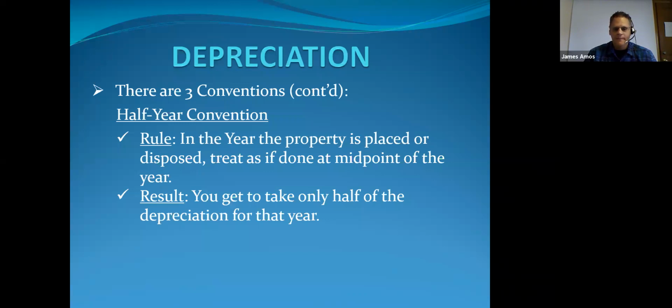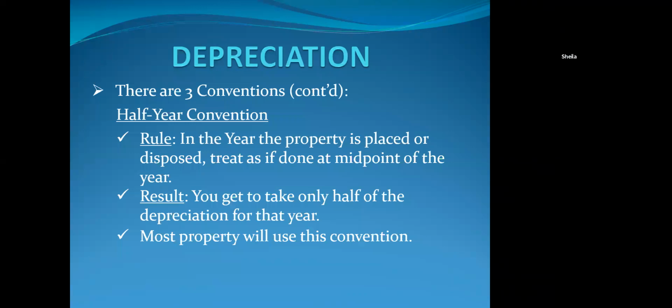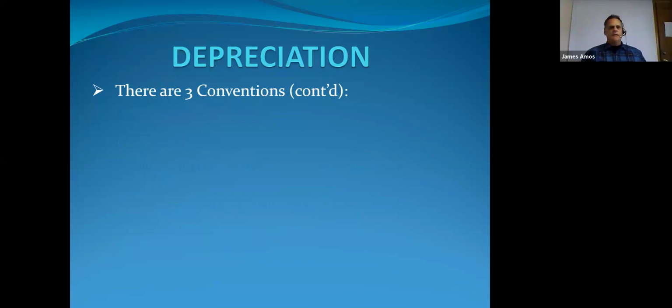Okay. All right. Now, most property will use this convention. Most of the time, you're going to be using half-year convention. So most of the time, you're going to start depreciating business property on which date? July 1st. That's right. So that's half-year convention. Let's talk about mid-quarter convention.